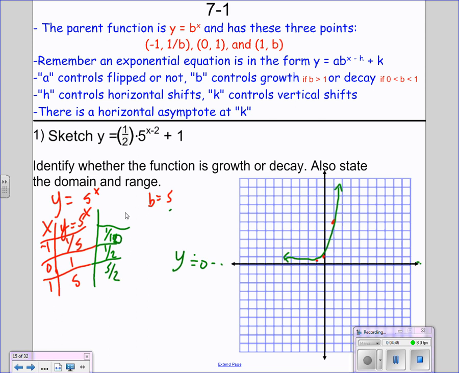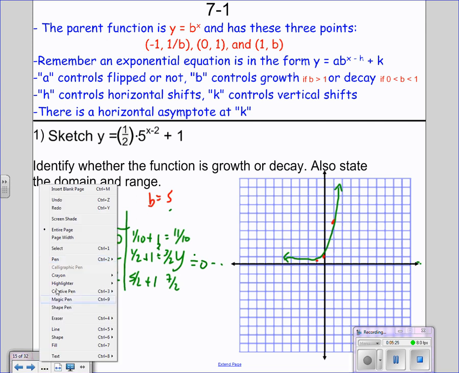I then am going to take these values and add 1 to them. So 1 over 10 plus 1 is 11 over 10. 1/2 plus 1 is 3/2. And then 5 over 2 plus 1 is going to be 7/2. So these are my new y values.